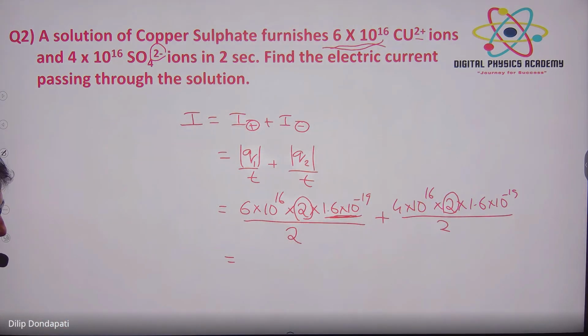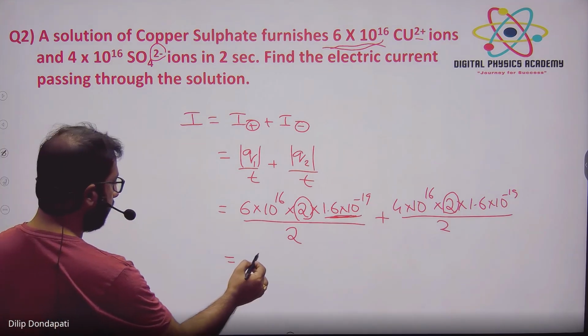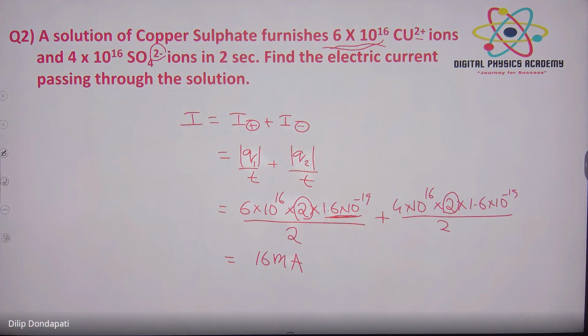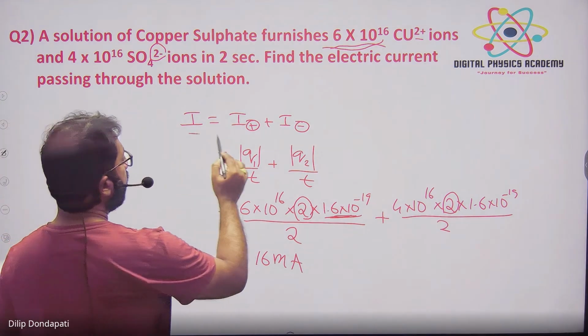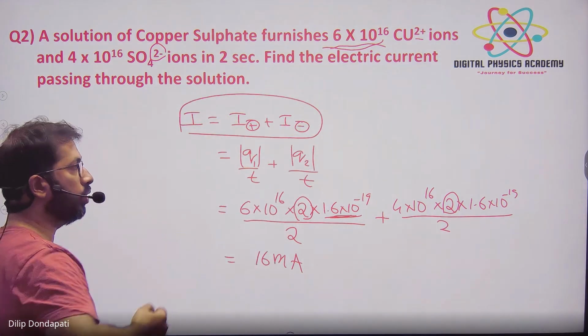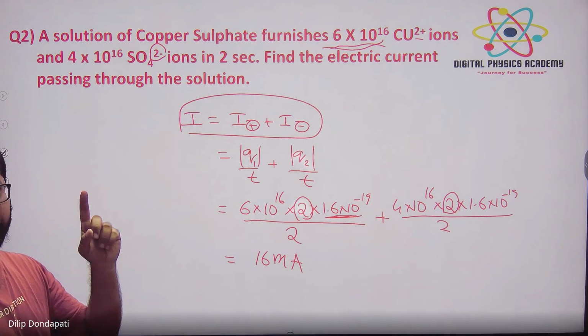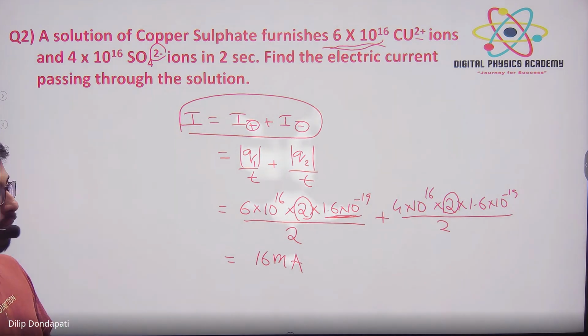What will the answer be? 1.6 into 10 power minus, yes, 16 milliamperes. Correct. So whenever ions come into the picture, you should add the current due to positive ions plus the current due to negative ions. In a normal wire there is only one current, Q equal to Ne by t.